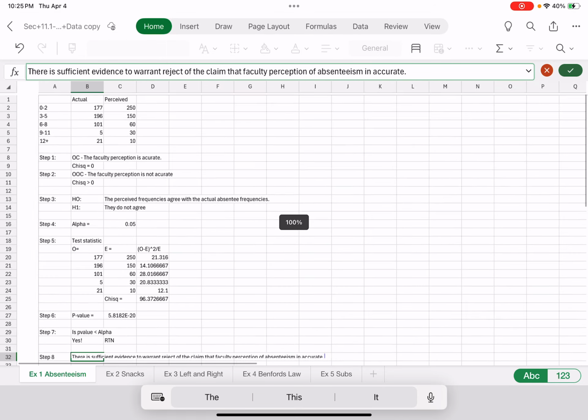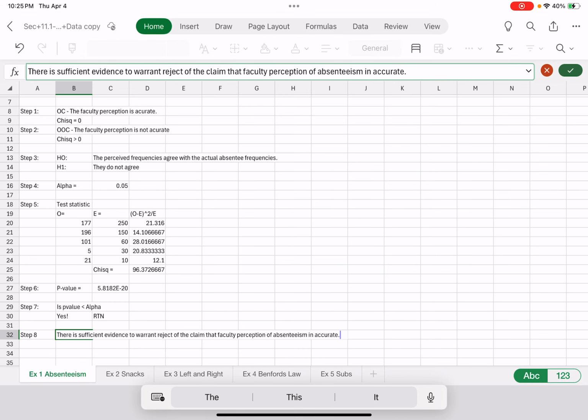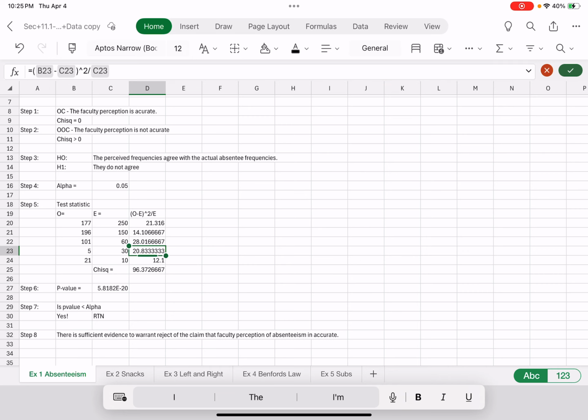Alrighty, so there it is. There's all of our steps. That's our hypothesis test. Something that looks like this is what you're going to want to give me on the exam, nothing less. And make sure that I am able to select each of these cells and see the formulas here.